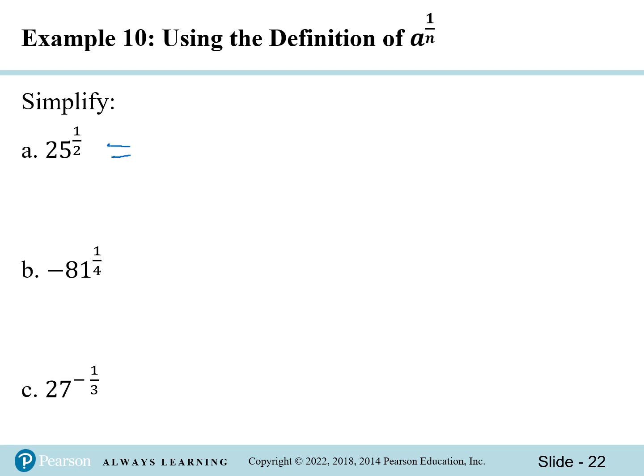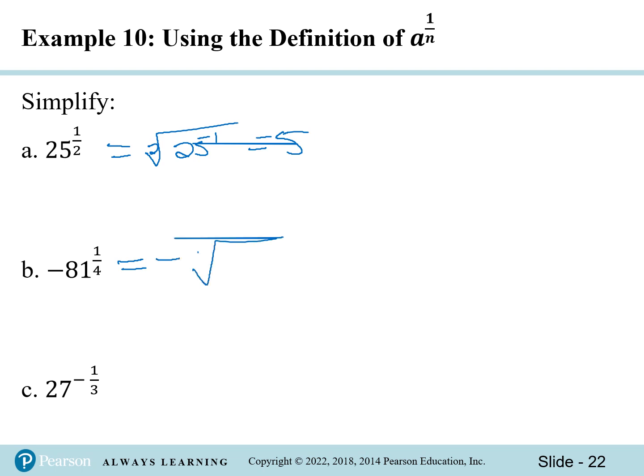25 to the 1/2 power, that's equivalent to 25 to the 1st power with an index of 2. That's the square root of 25, which is 5. You can put 25 to the 1/2 power in your calculator, and your calculator does understand that notation. Sometimes that's easier than trying to figure out how to type it in as a radical.